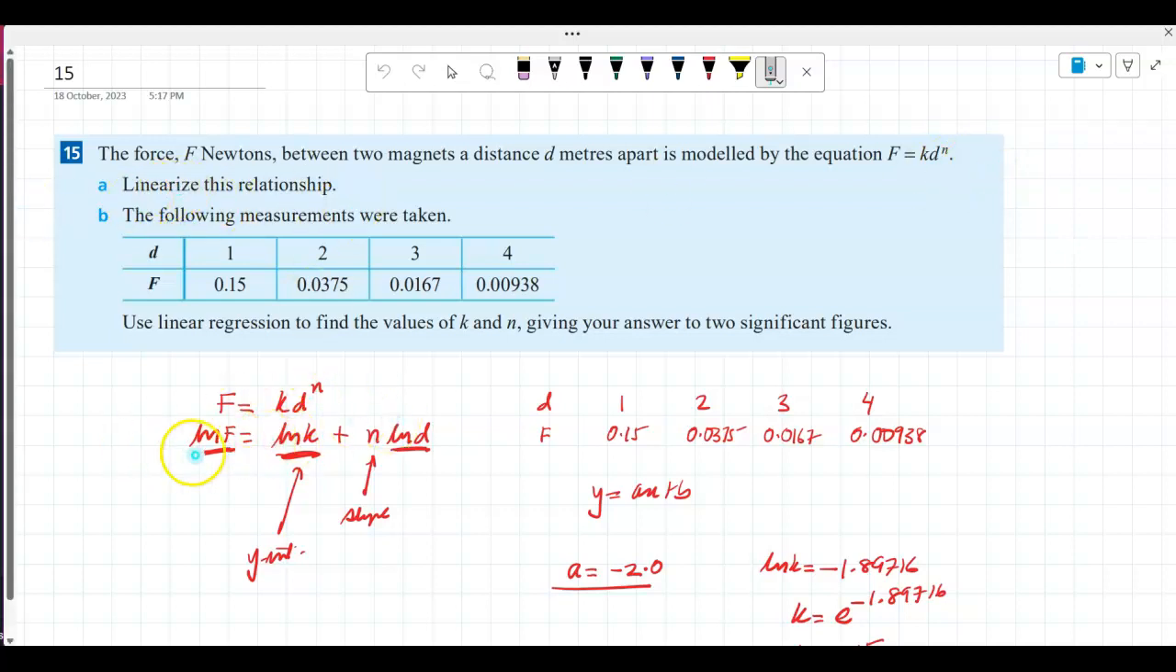You take logs on both sides. I've taken ln on both sides. It doesn't matter. Correct? So now you know it's a log, because it's a power. So that means b is equal to ln k and a is n.